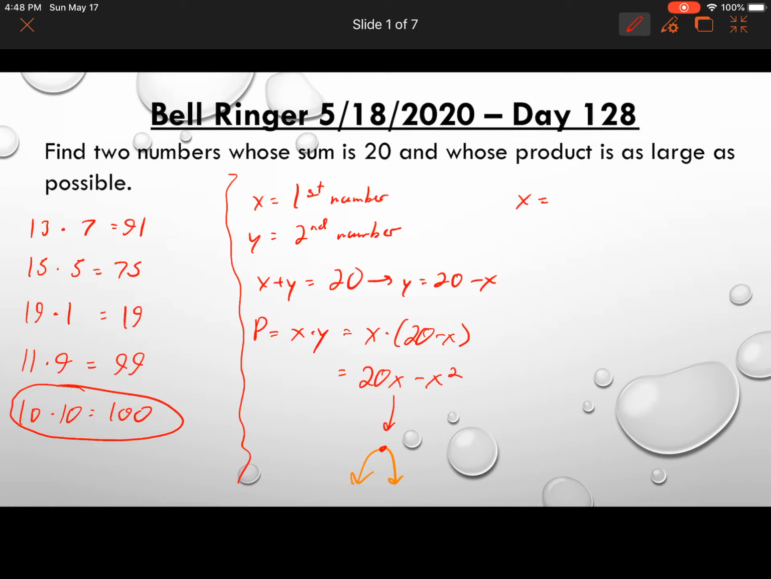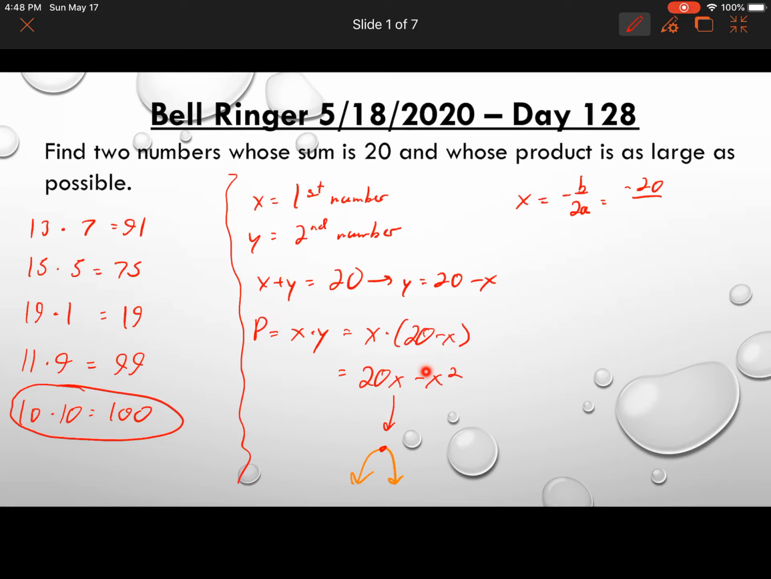The x value of that parabola we can find by doing negative b over 2a. Now, what do b and a represent? b in this equation represents the coefficient of the x term, which is 20. And a represents the coefficient of the x squared term.